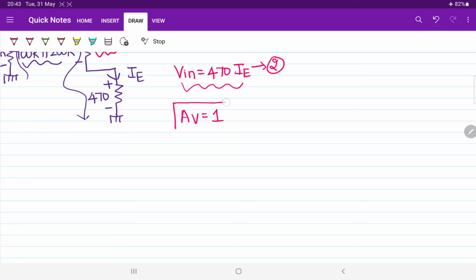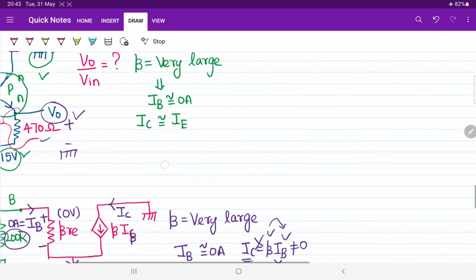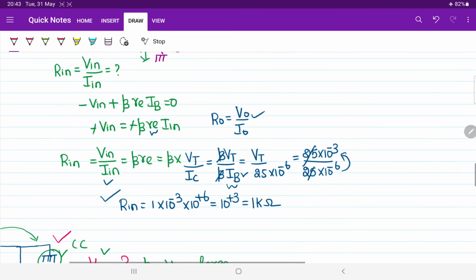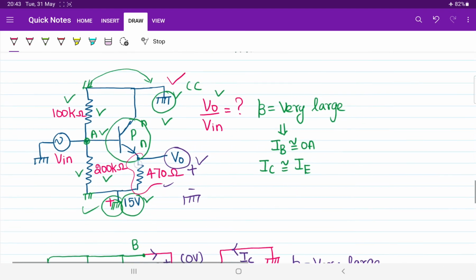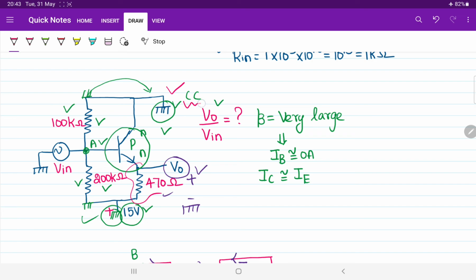Do remember this relation. Now tell me, I named this circuit what? Common collector configuration. Yes or no? They only told, actually I did not tell. In the question, according to the given data, I understood that the collector terminal is connected with the ground. So this is called common collector configuration. For the common collector configuration, what we observed is that the voltage gain AV equals 1.